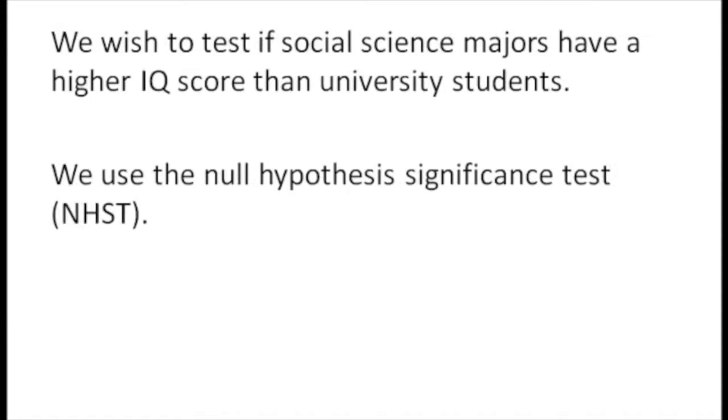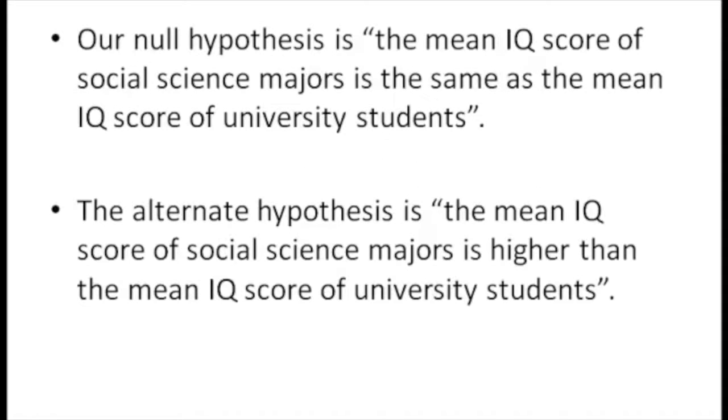We wish to test if social science majors have a higher IQ score than university students. We use the null hypothesis significance test, NHST. First, we create a null and alternate hypothesis. A null hypothesis is the mean IQ score of social science majors is the same as the mean IQ scores of university students. The alternate hypothesis is the mean IQ score of social science majors is higher than the mean IQ scores of university students.